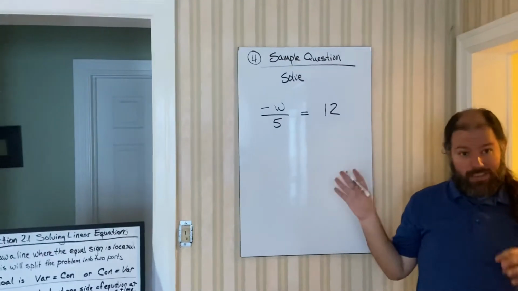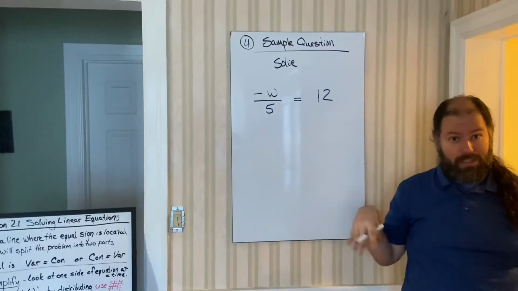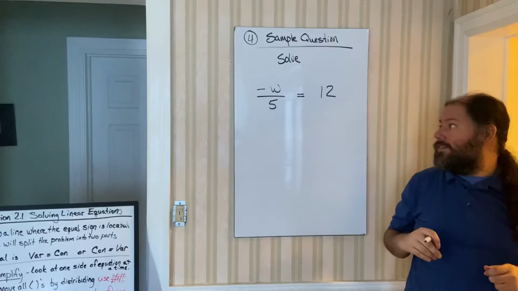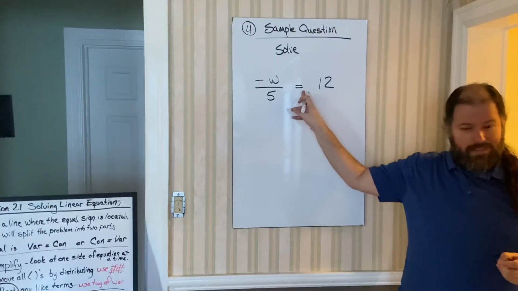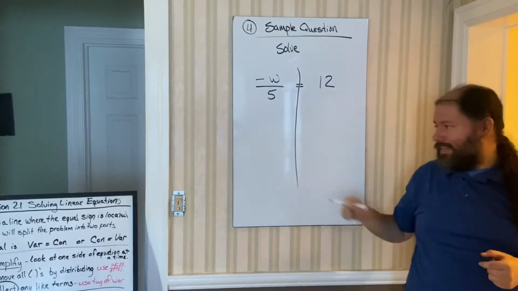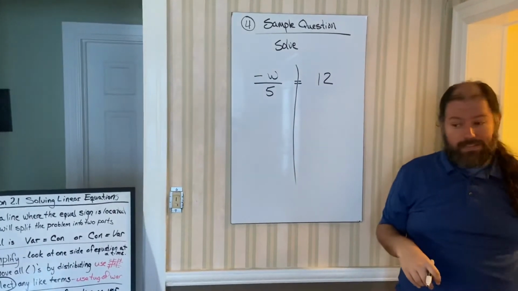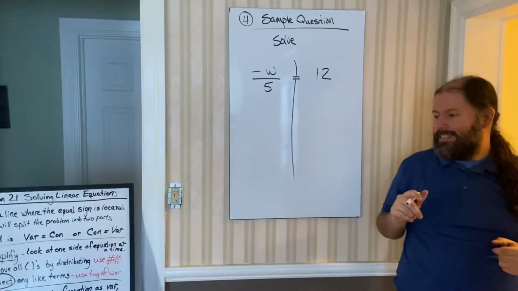This will be our last question that comes from section 2.1. So question number 4. What you're going to realize is that we have an equation. So I'm going to draw my left and right hand side. The next thing that you're going to do is ask yourself, can I simplify?